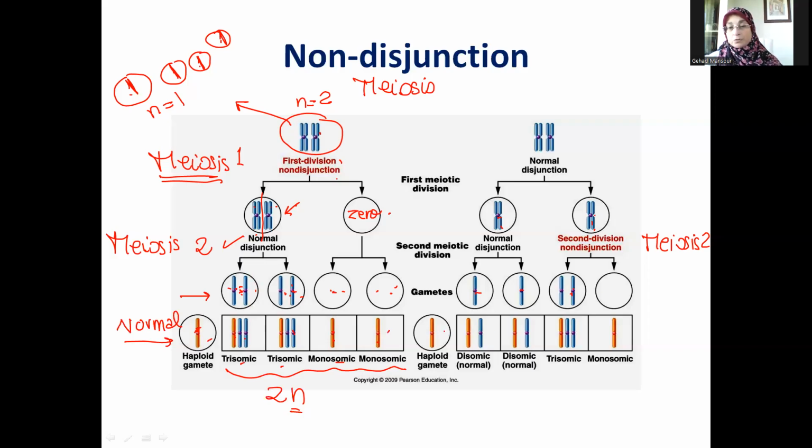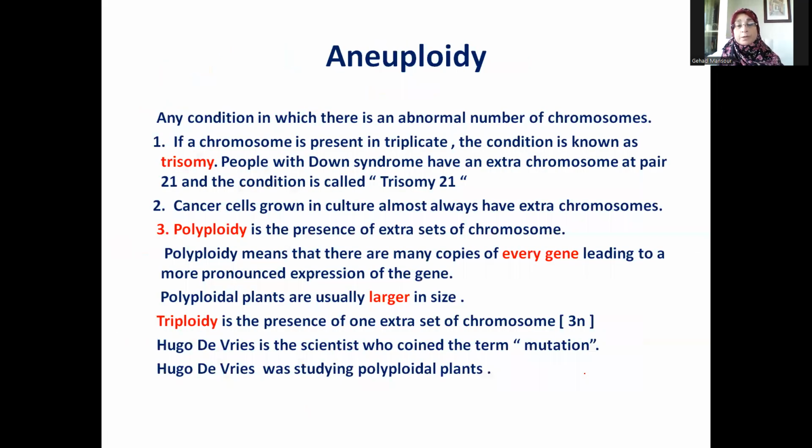And again, these are the results of fertilization. 1 plus 1 gives 2, 1 plus 1 gives 2, 1 plus 2 gives 3, and 1 plus 0 gives 1. So because these 2 gametes are normal, they give normal offspring, which are disomic, whereas these are abnormal gametes, so they give abnormal offspring, one being trisomic and the other being monosomic.